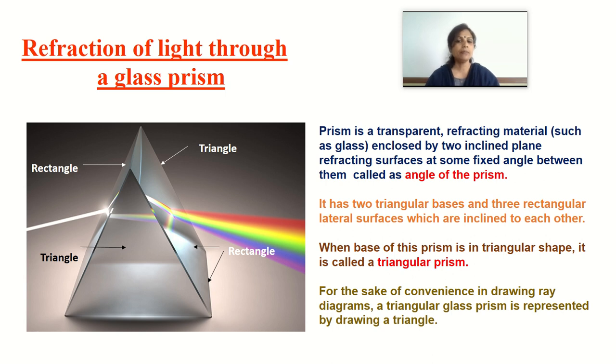Now when the base of the prism is in triangular shape, meaning if I keep the prism in such a manner that at the base we have a triangular surface, then the prism is called a triangular prism. Now, for the sake of convenience in drawing the ray diagram, a triangular prism is represented by drawing a triangle. Alright?